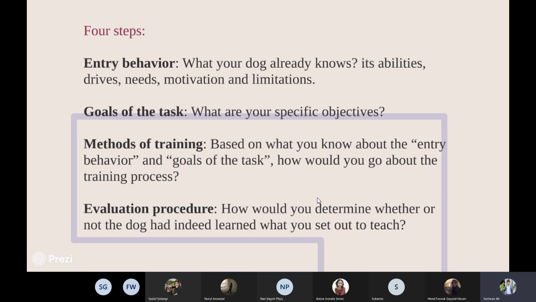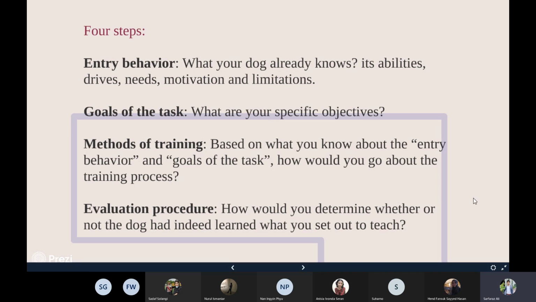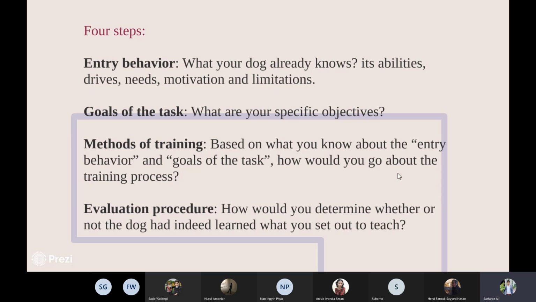And the last step is known as the evaluation procedure. In this step, you would determine whether or not the dog had indeed learned what you set out to teach, or whatever you have trained, or whether there was any result or not. In the end, you will be evaluating such a process, thinking about the overall settled target, or simply focusing on the results. So this is just background about learning.